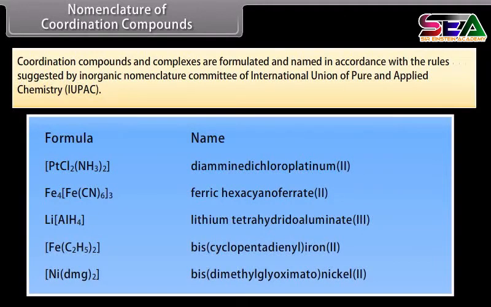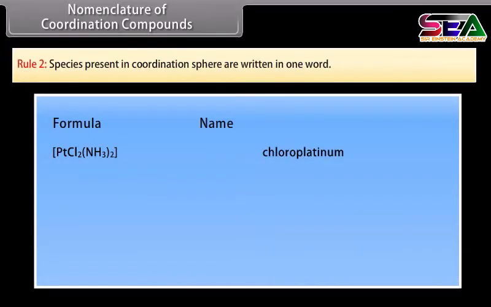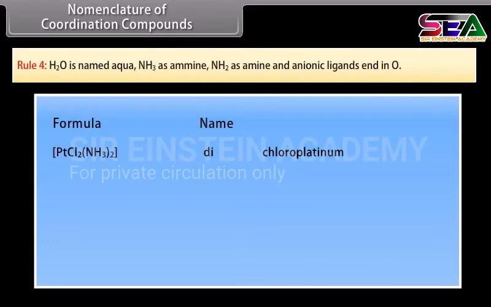Nomenclature of coordination compounds. Coordination compounds and complexes are formulated and named in accordance with the rules suggested by Inorganic Nomenclature Committee of International Union of Pure and Applied Chemistry. Rule 1. Cation is named first, followed by anion. Rule 2. Species present in coordination sphere are written in one word. Rule 3. The ligands are written in alphabetical order and their number is indicated by di, tri, tetra, etc. Rule 4. H2O is named aqua, NH3 as ammine, NH2 as amido, and anionic ligands end in o.